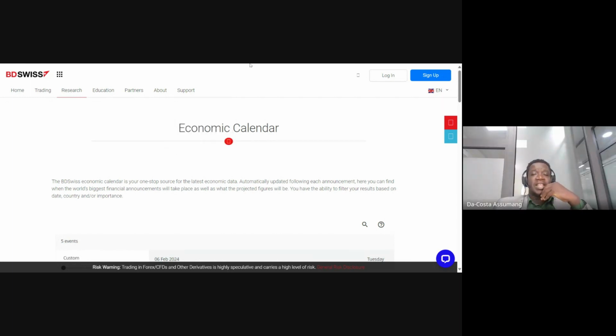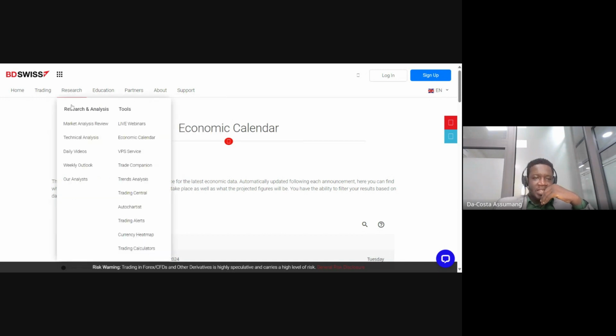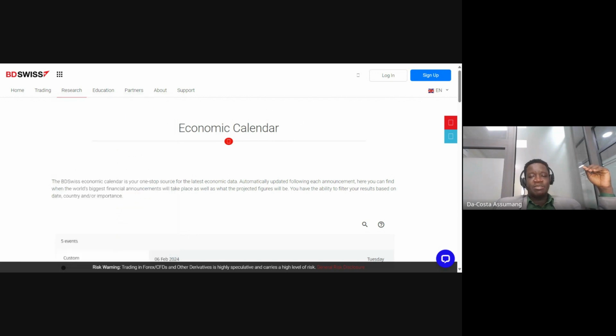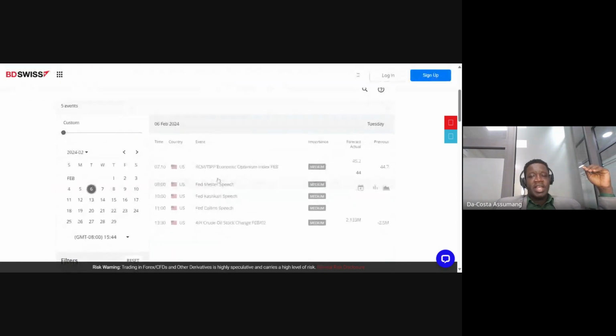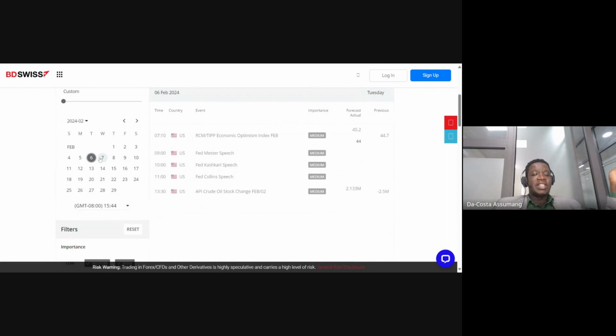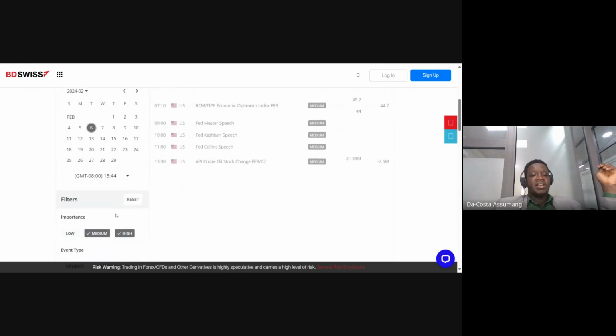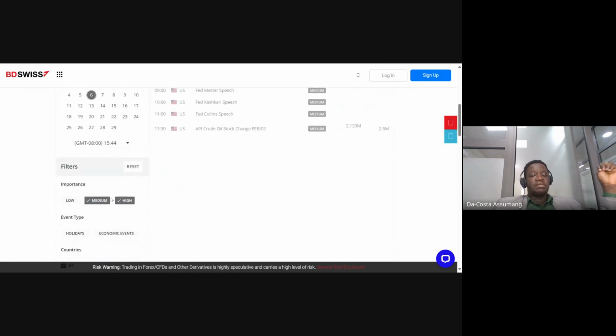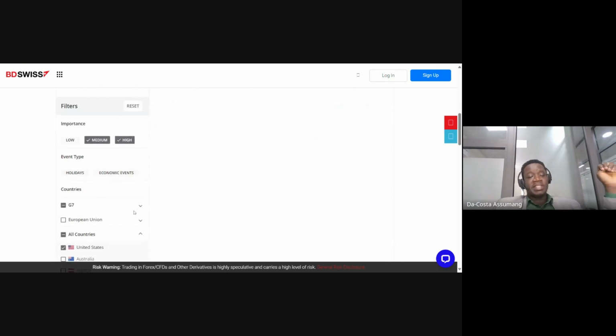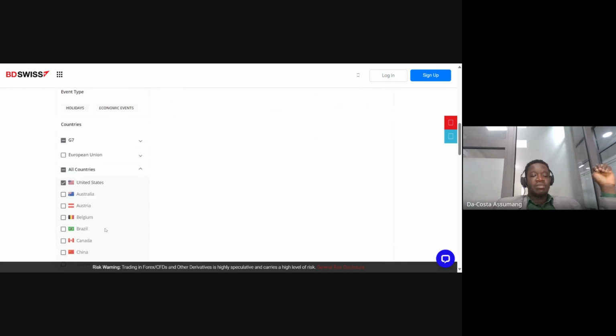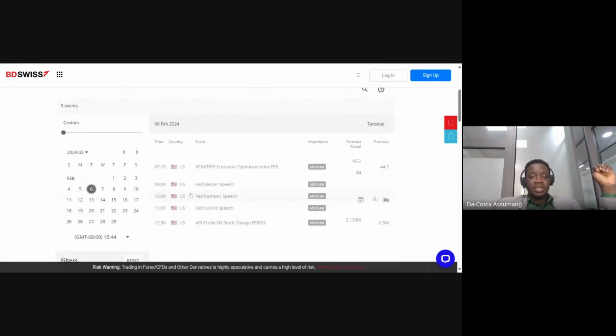So when you go to the BD Swiss website, you go to research, you come to tools, then you go to economic calendar. Then this page will appear. On this page, today's date is set. You select which kind of news you want to see, maybe medium news, high impact. Which country? United States of America. So you then see that we have all this news coming up.